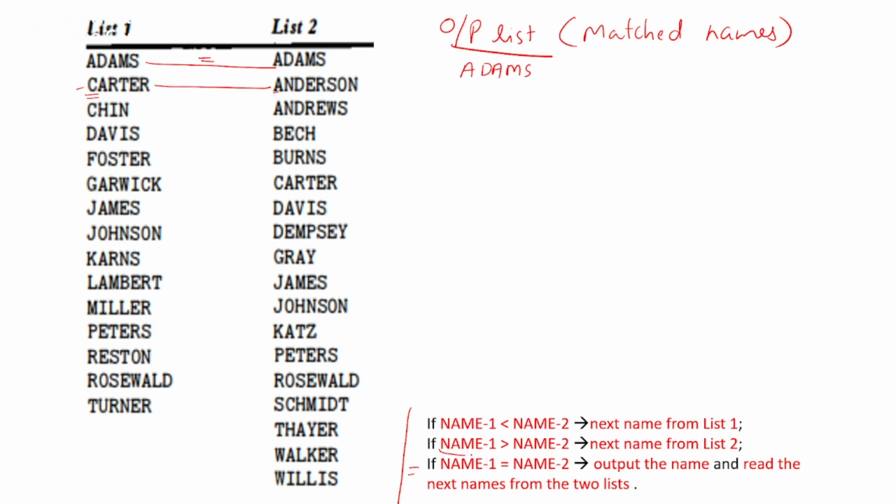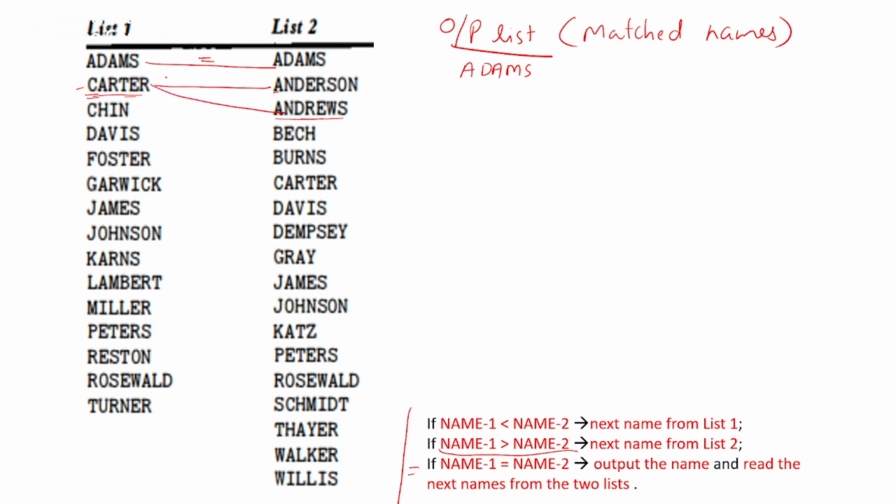So when name 1 is bigger than name 2, next name from list 2. So what I need to do is, this will be your next name. This will be as it is. Carter we are not going to touch. Next name from list 2 we are going to compare with Carter.